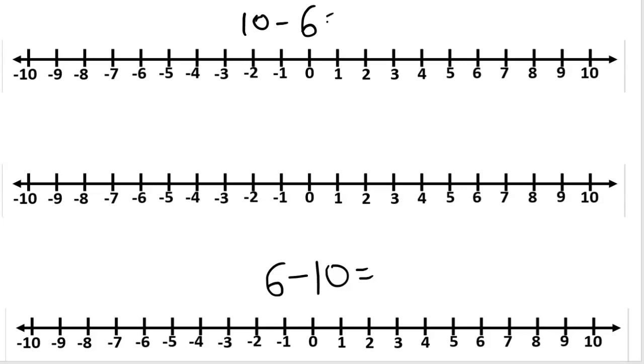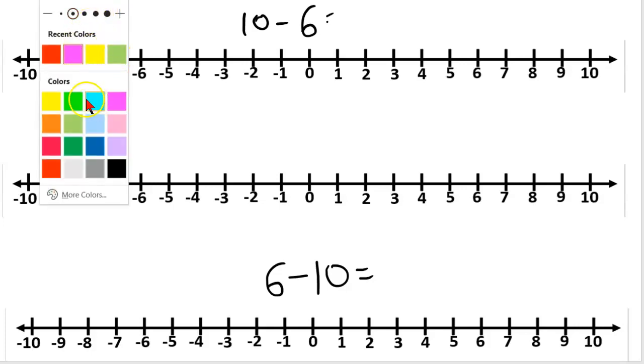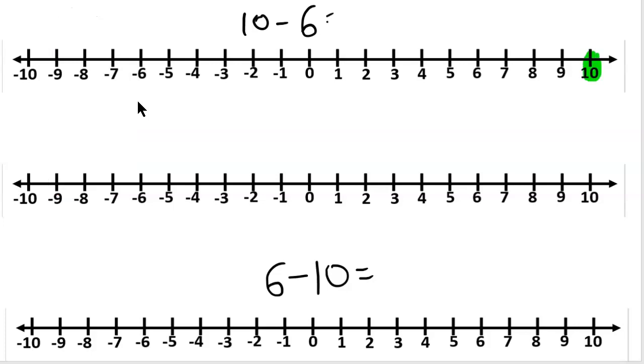So if we were to model this on this number line, I think we would model it like this. We'd start at 10, right? And then we would subtract 6. We would go 1, 2, 3, 4, 5, 6. And so 10 minus 6 equals, we end up on a 4. So that's going to be the answer, right? And it's a positive 4, so that makes sense. See, it's on the positive side.